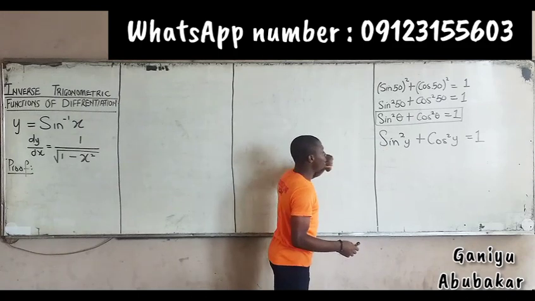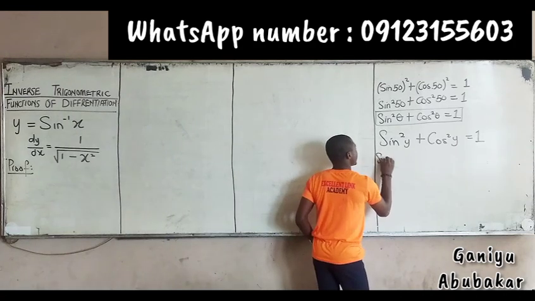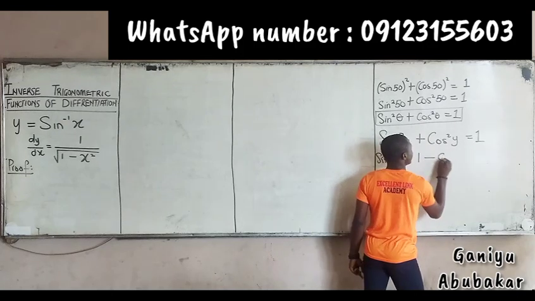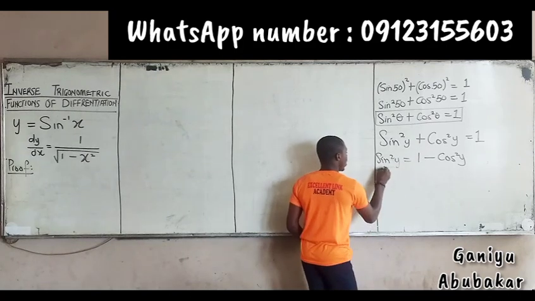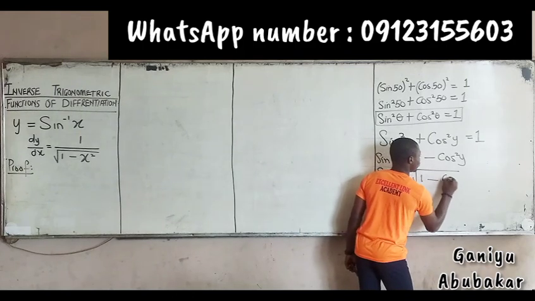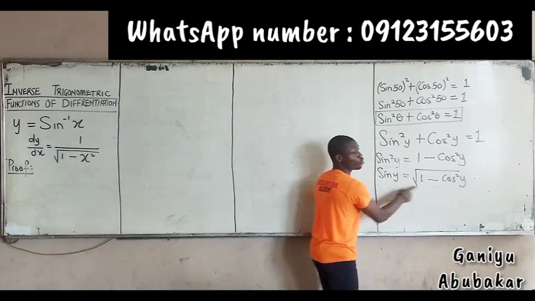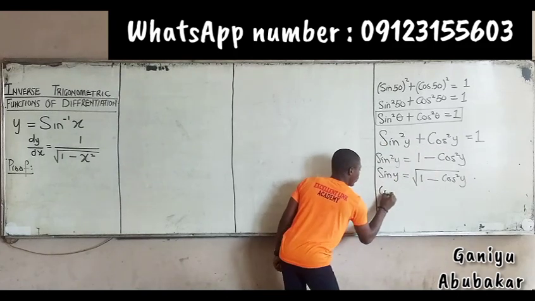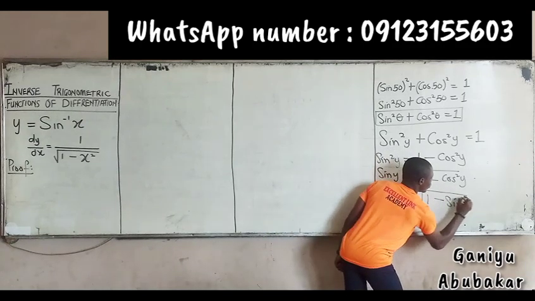Of course, from here, let's make sine squared y the subject. So I'll have that sine squared y is equal to 1 minus cos squared y. Of course, the square comes and becomes square root. I'll have that sine y is equal to the square root of 1 minus cos squared y. So I'll make sine y the subject. Next task, make cos y the subject. Simple. Just say cos y is equal to the square root of 1 minus sine squared y.